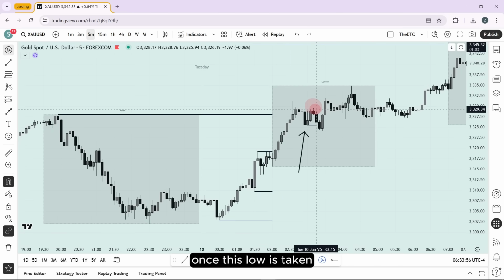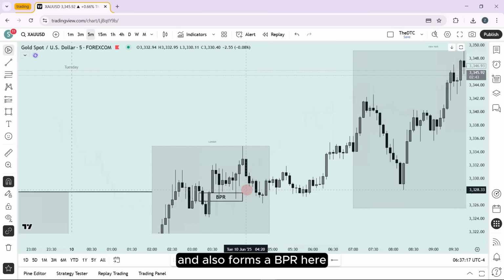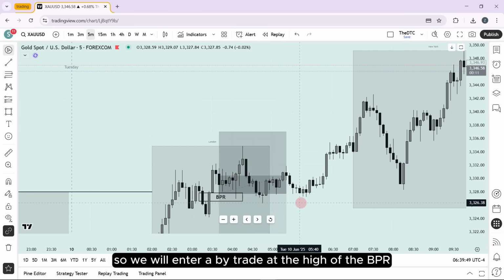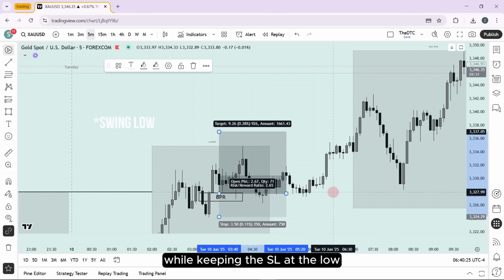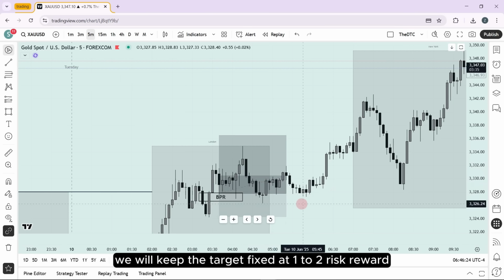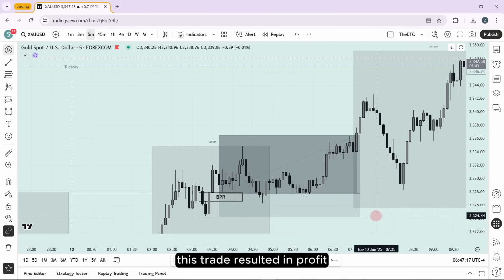Once this low is taken, the market makes the structure shift and also forms a BPR here. So we will enter a buy trade at the high of the BPR while keeping the SL at the low. For take profit, as discussed earlier, we will keep the target fixed at 1 to 2 risk to reward. This trade resulted in profit. Let's move to the next one.